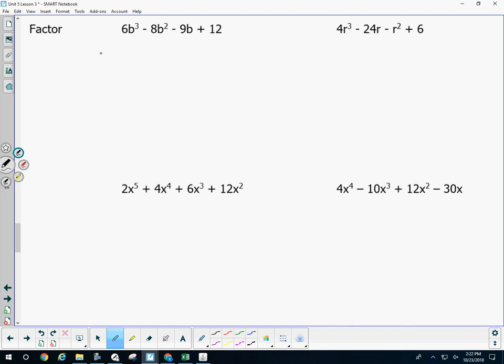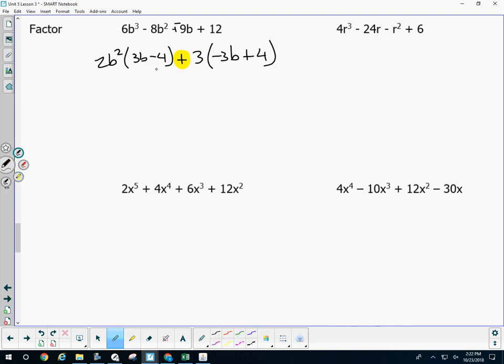All right, pause on this top left one. I pull out a 2b squared, and I get a 3b minus 4. And I got a negative 9b and a 12. So I'm going to pull out a 3, and I get negative 3b plus 4. Everybody see what we got? Make sure we have a plus in between here. A lot of people forget this plus. You need it. These are not the same. 3b minus 4 and negative 3b plus 4. Am I right? Not the same.